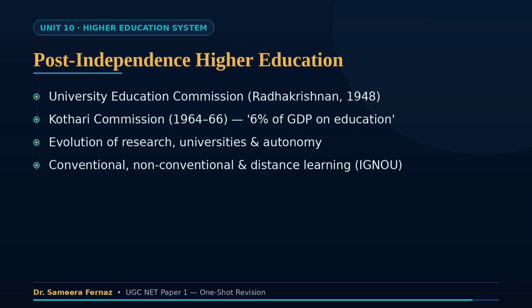Now, post-independence higher education. After independence, big commissions shaped our education. The Radhakrishnan Commission of 1948. Remember that date. The Radhakrishnan Commission of 1948 and the Kothari Commission, which suggested 6% of GDP for education. We also got distance learning with IGNOU as a major example.